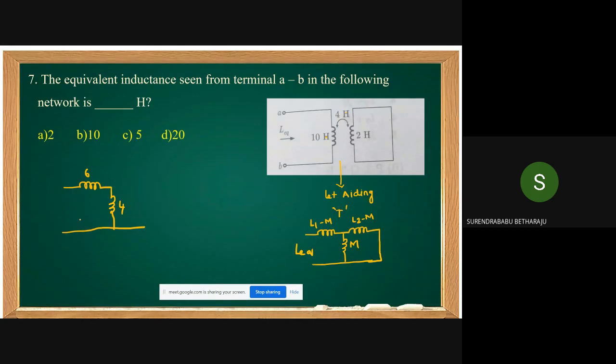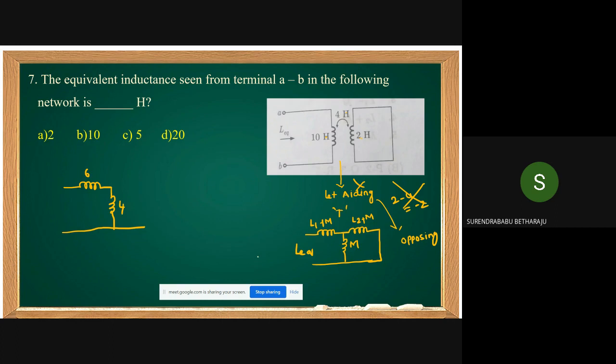That's why you take opposing. When I take L2 minus M, I get 2 minus 4, which is minus 2. Negative inductance, not reactance. Reactance may be positive or negative, but the physical values must always be positive. That's why L2 minus M gives 2 minus 4, minus 2, which is wrong. So aiding is not possible; consider opposing.